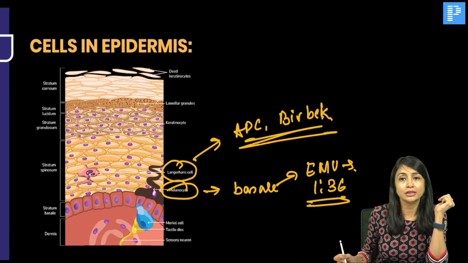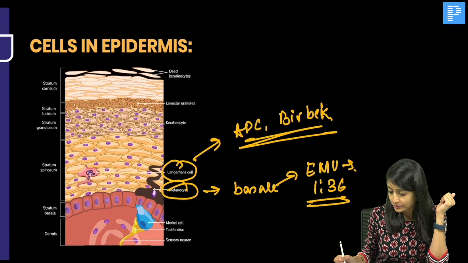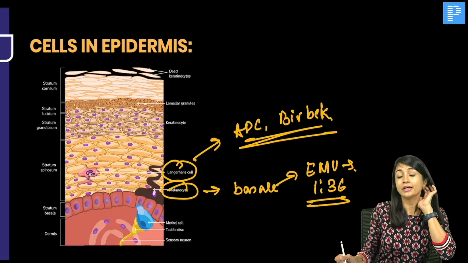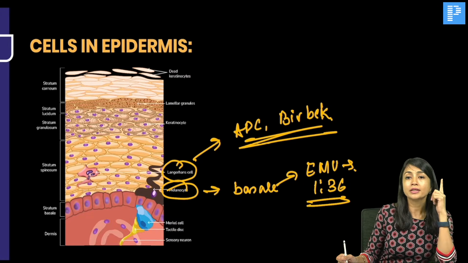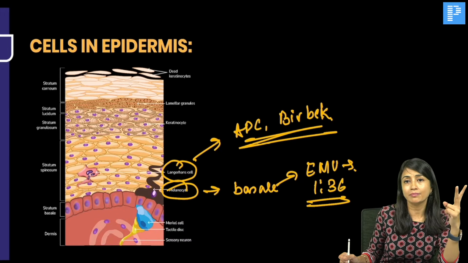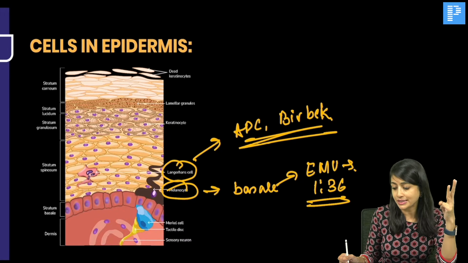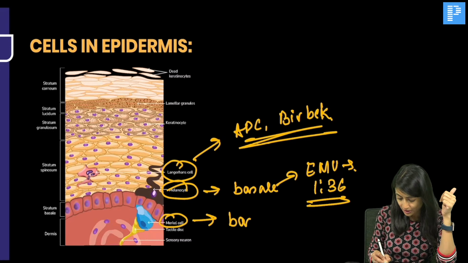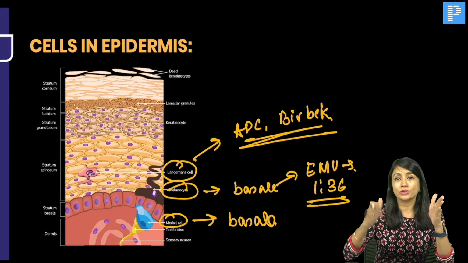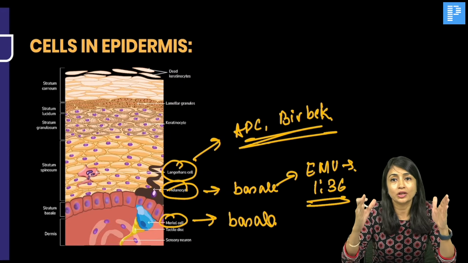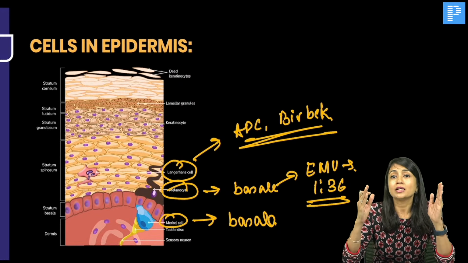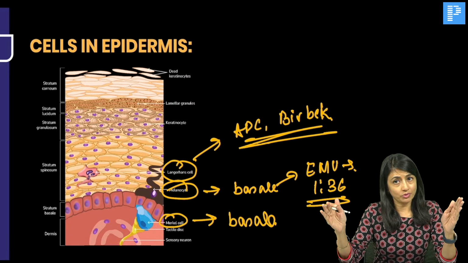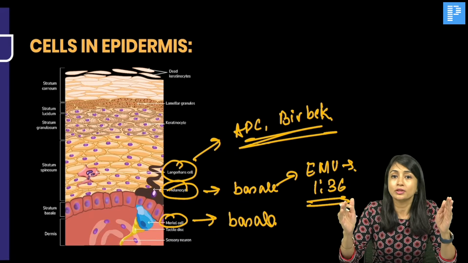Coming to the fourth cell, which is the Merkel cell. Where do you see Merkel cell? Absolutely right. So, the keratinocyte followed by Langerhans cells, melanocytes. Merkel cell is again seen in stratum basale. So, both my M's, melanocyte and Merkel cell, are seen in stratum basale. Merkel cells are slow adapting touch receptors.